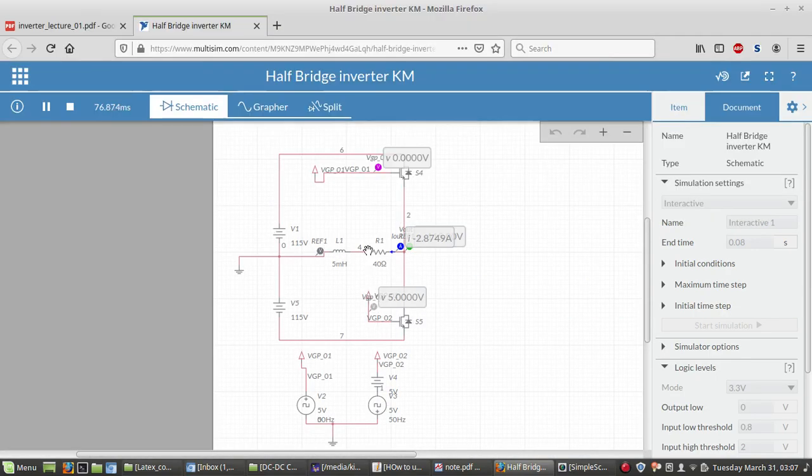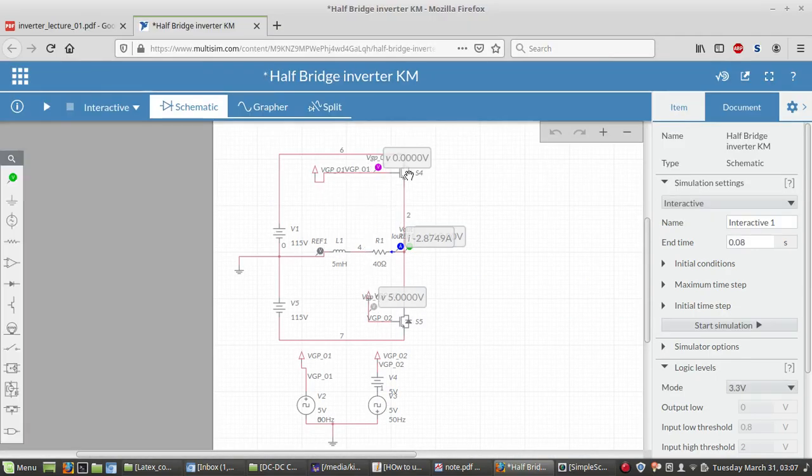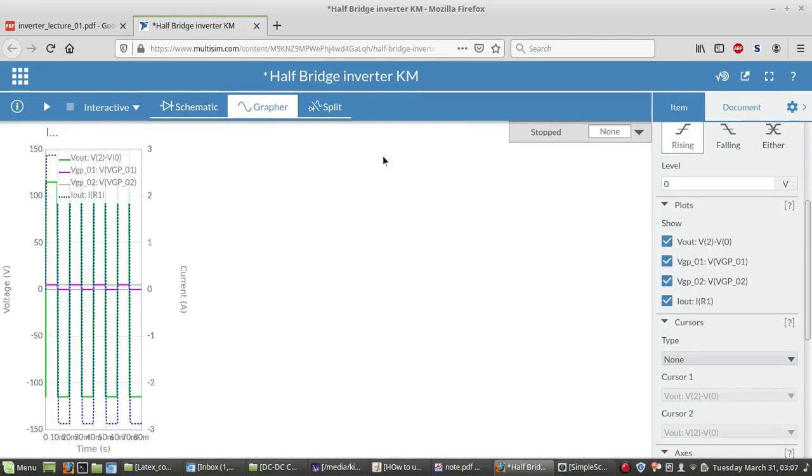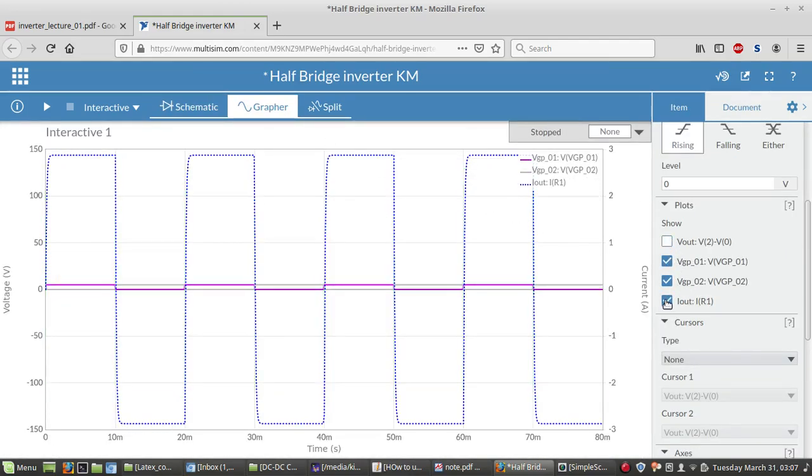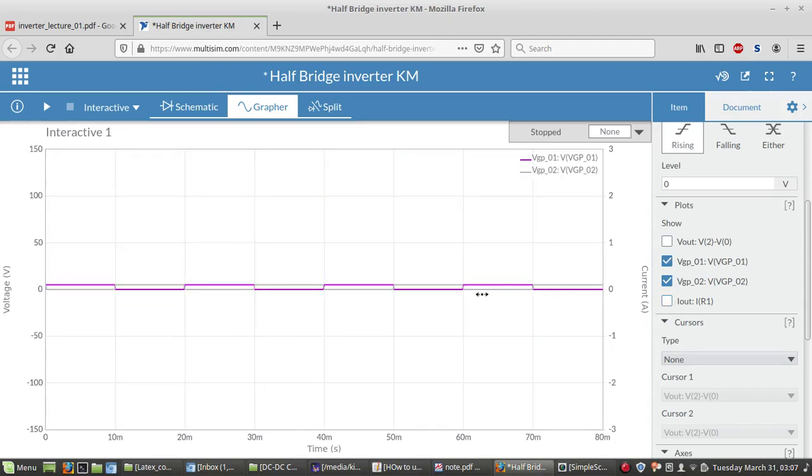Look here, I mark this switch as my first switch and it is connected to the gate pulse 1, and this is marked as 2, and these two are reciprocal in nature. That means whenever this is on, this should be off. Let's see our circuit. Here, turn off this also.